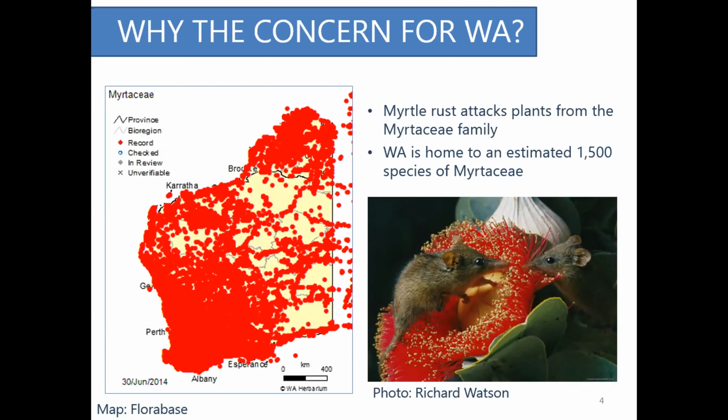Obviously, it would also affect similar species as Phytophthora. So if we have a big Phytophthora problem as we have now, and you introduce another disease such as Myrtle Rust on top of it, the consequences could be pretty devastating in some parts of the state. And as we mentioned before, some native species rely exclusively on Myrtaceae to survive, and therefore it wouldn't be a good outcome if we found Myrtle Rust in WA.